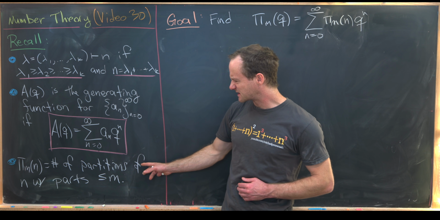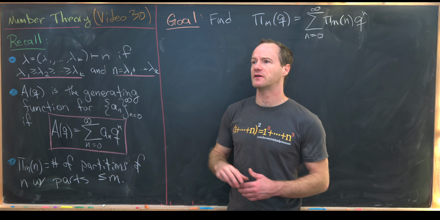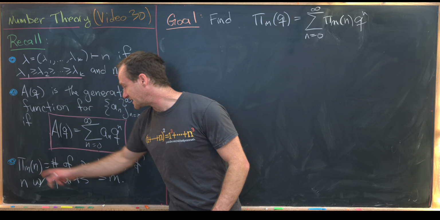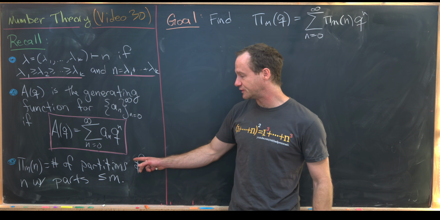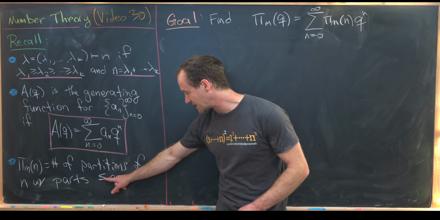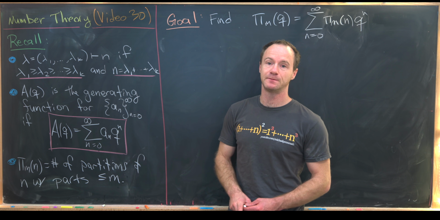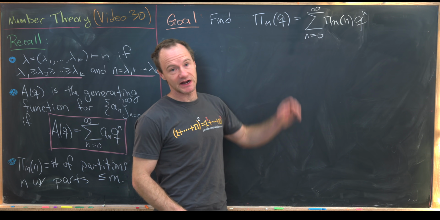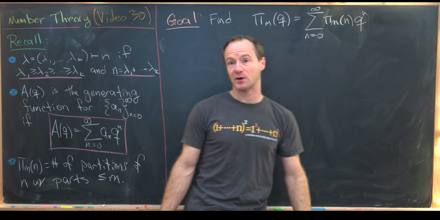And then next we had this little definition here that was really part of our calculations or examples from before. And that is pi sub m of n is equal to the number of partitions of n with parts that are less than or equal to m. And now our first big goal here is to find the generating function for these types of partitions.